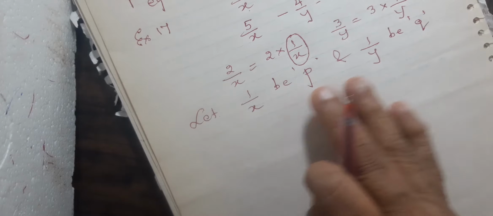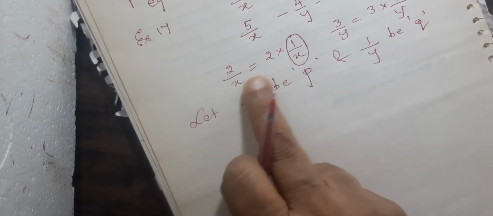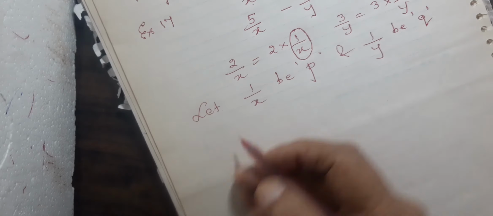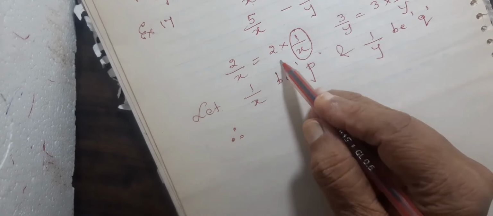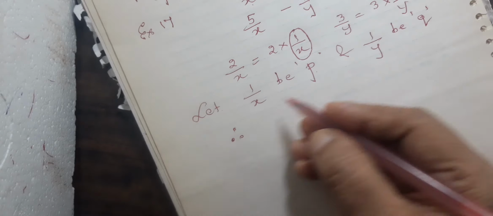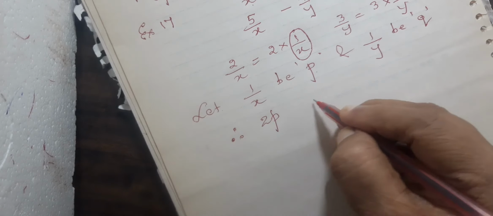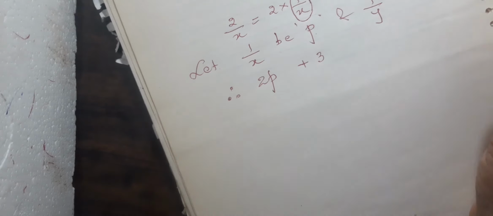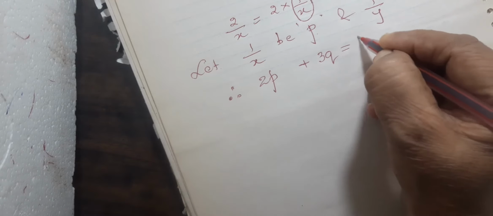See the way you have to do it, because I think you have not learnt all this, so I am doing it. Please learn it, please observe how to do it. So let 1 by x be p and 1 by y be q. Just now I explained that 2 by x is equal to 2 into 1 by x. Please note it. Therefore 2 into 1 by x is 2p, plus 3 into 1 by y, which we have taken as q, so 3q, is equal to 13.